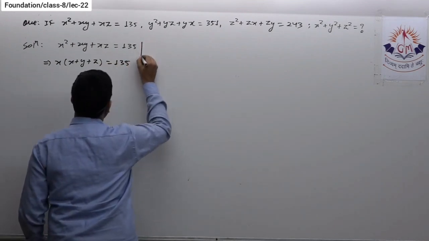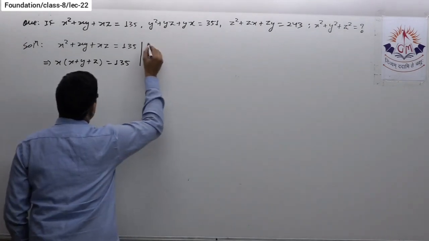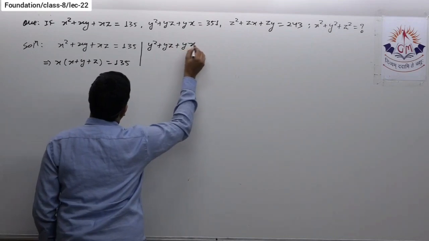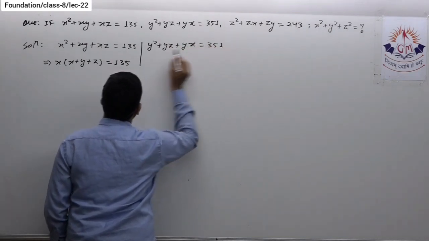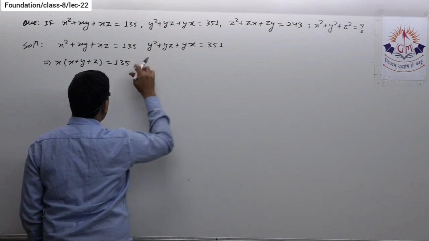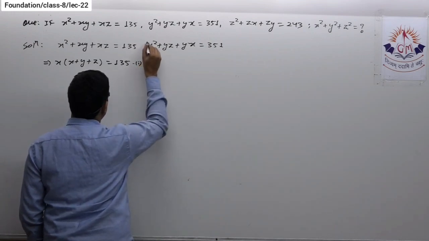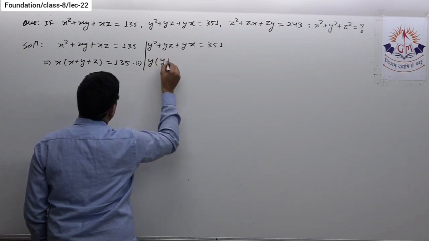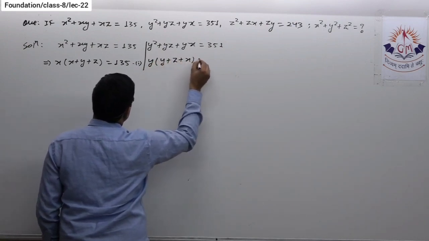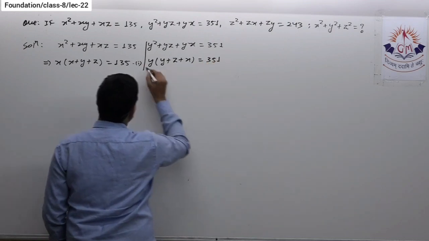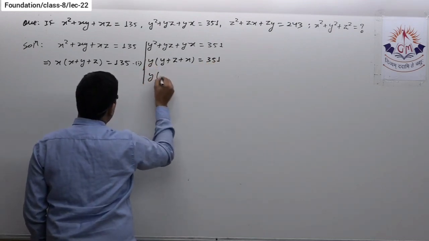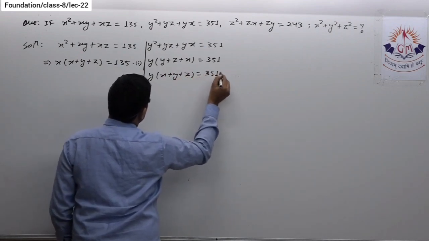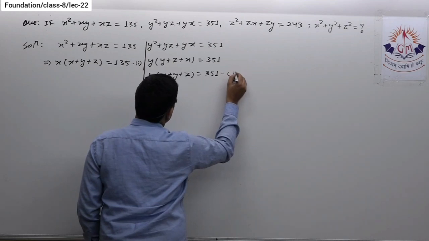Similarly, in the second one, we have y square plus yz plus yx is equal to 351. Here again, if you observe carefully, y is common in these three. I am writing this as equation 1. Now from here I can take y common, so I will get y times (y plus z plus x) is equal to 351. Ultimately this is again x plus y plus z only, I am just changing the order. So let it be equation number 2.